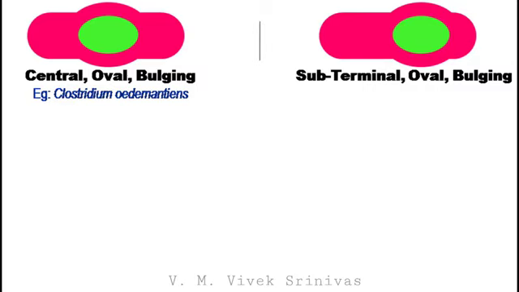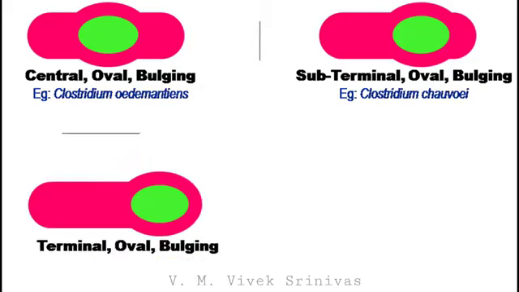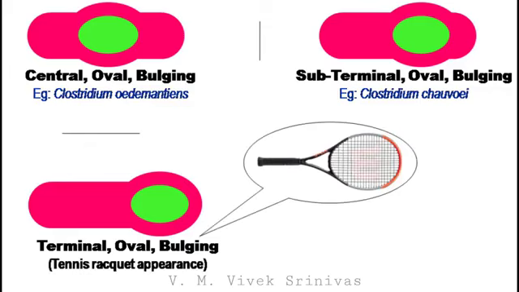If the position and the shape is the central, oval, bulging spore, the example is the Clostridium edematiens. Next, the subterminal, oval, bulging spore. The example is the Clostridium chauvoei. Next, the terminal, oval, bulging spore. It gives the appearance of the tennis racket. The example is the Clostridium tertium.